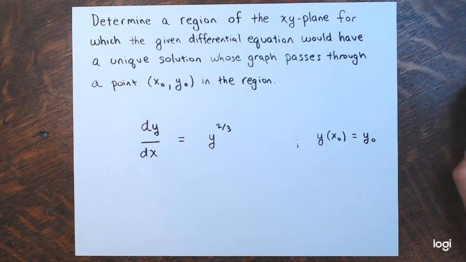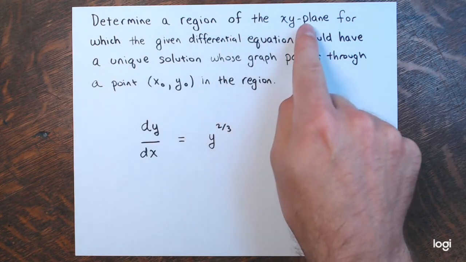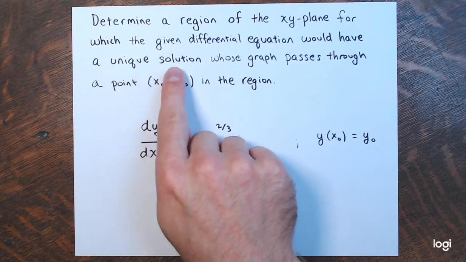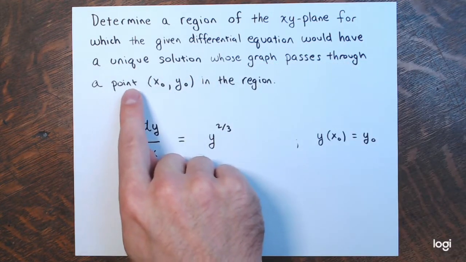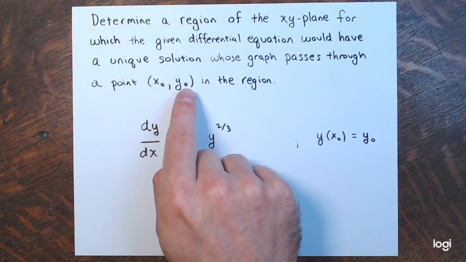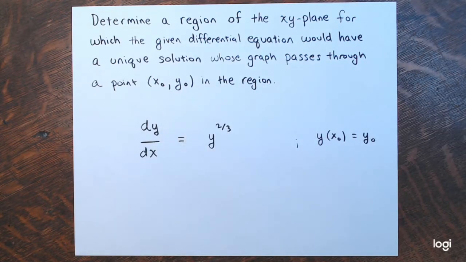So for all 3 examples, I have the following instructions. I'm asked to determine a region of the xy plane for which the given differential equation would have a unique solution whose graph passes through a point, say x0, y0. These are just representing numbers here, a point on the plane in that region. So again, determine a region of the xy plane for which the given differential equation would have a unique solution, only one, whose graph passes through a point in that region.